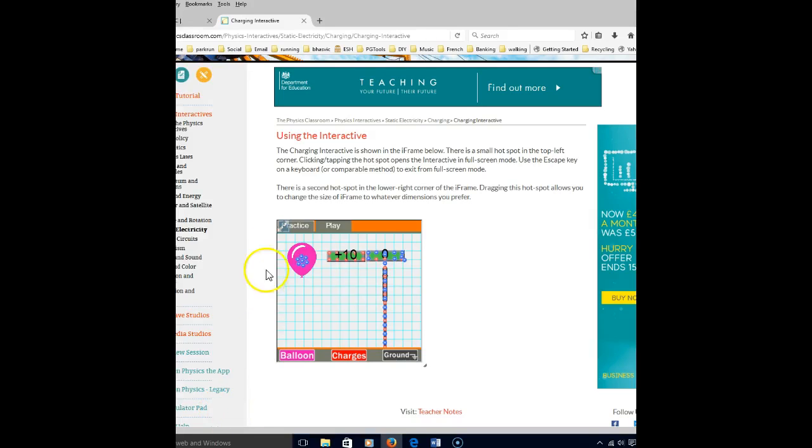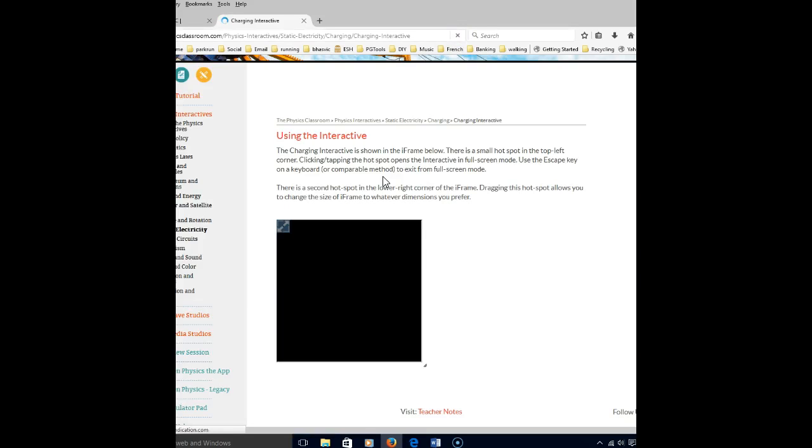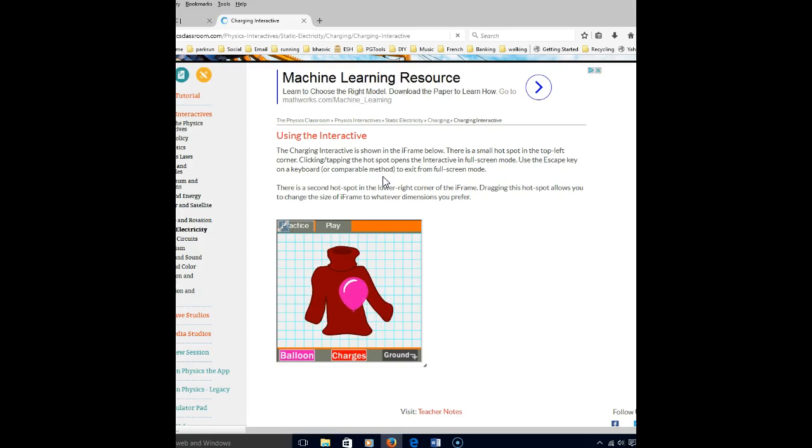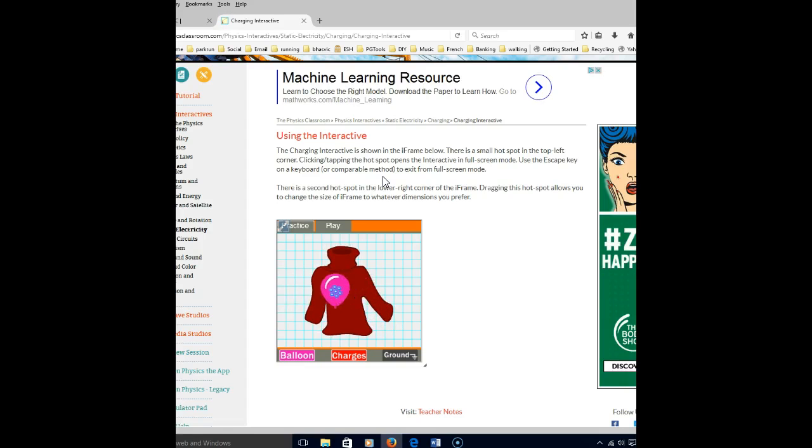Okay, we're going to use an animation called the Charging Interactive, which is part of the Physics Classroom website, and it's going to help us understand how we can charge objects by conduction and induction. So to begin with, just refresh the page, because you can see we've got a balloon that's going to be charged up to begin with, and that balloon, once it becomes charged, we're going to use that to help us charge some metal blocks.